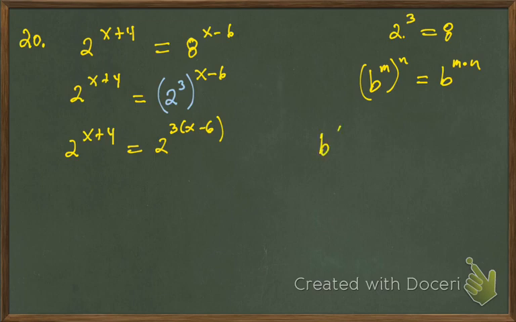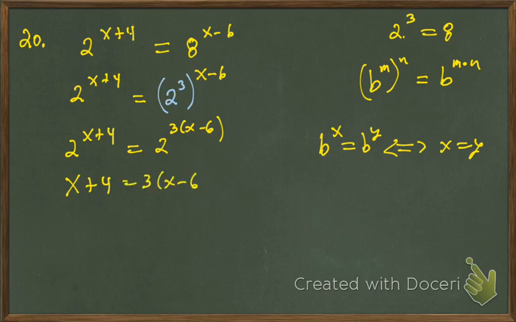Alright, so now we're at the equal bases, so b to the x equals b to the y if and only if, so the double arrow, x equals y. And that's because the exponential function is a one-to-one function that we have this property that we call equal bases, equal exponents. Okay, so out pops a nice linear, x plus 4 equals 3 times the quantity x minus 6.